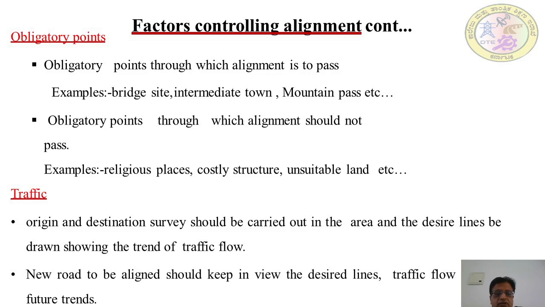Second one, the new road to be aligned should keep in view the desire line, traffic flow and also the future trends. So what is the future trend? How much is the traffic growth? How much is the population growth? How many different types of vehicles may come on the road? All these surveys need to be done.